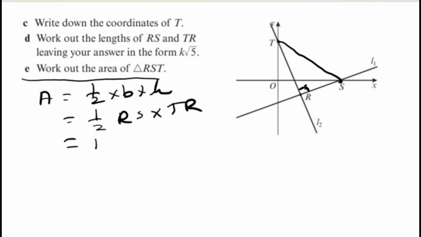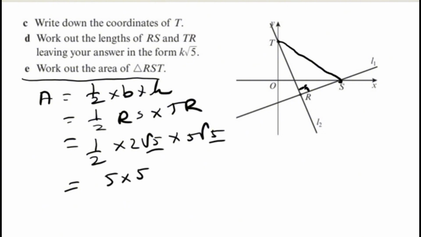And we already found the lengths. The length of RS is equal to 2 root 5, and the length of TR is equal to 5 root 5. So when you simplify, 5 times 5 root 5 is 5, and this 2 will get cancelled, and that will give you 25. So 25 is the area of the right angle triangle RST.